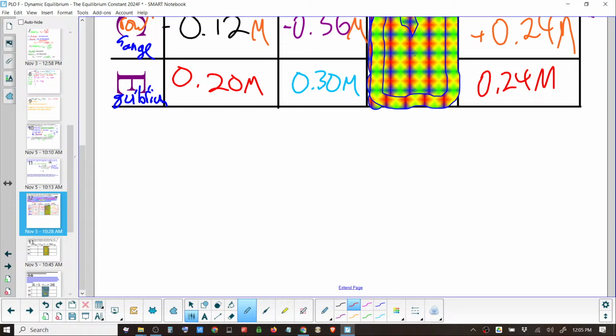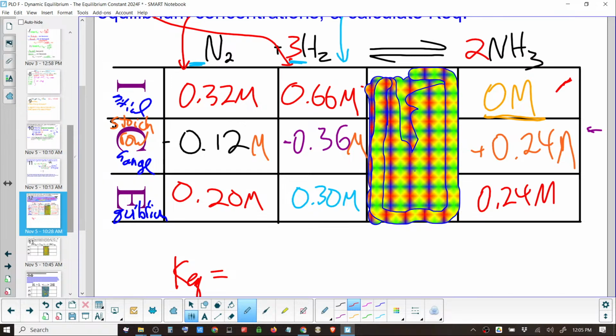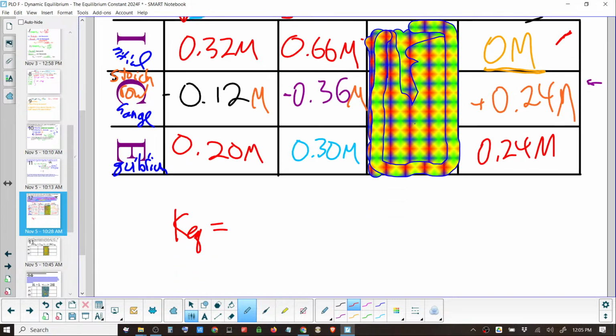So when we calculate K and Q, do we still use the front number as the power? Yes. Okay. We've already written this, so I'll use up there.